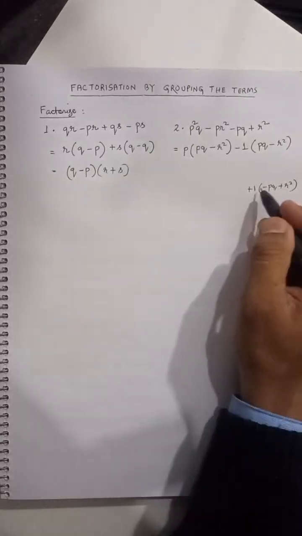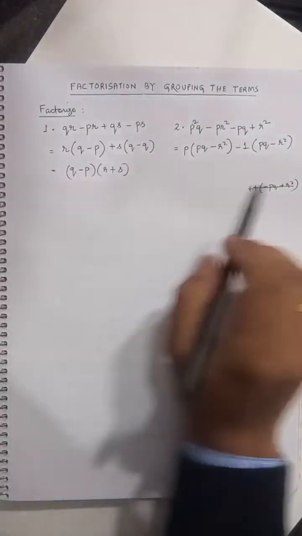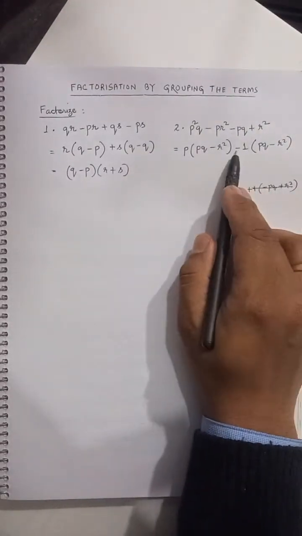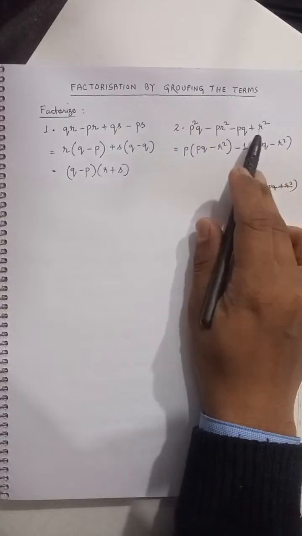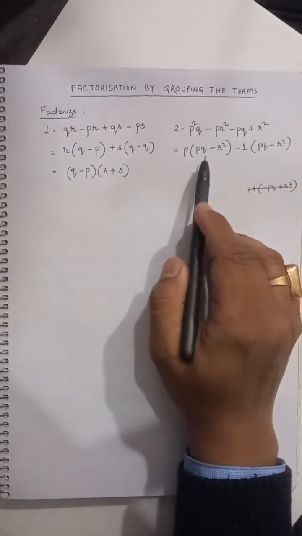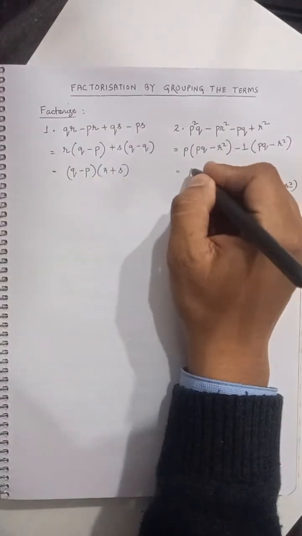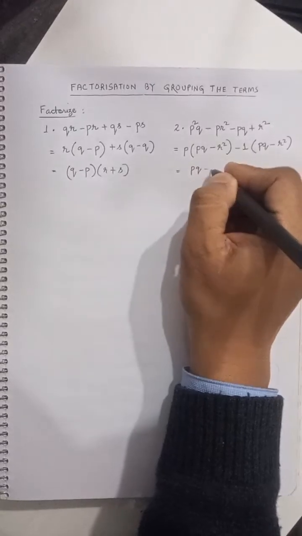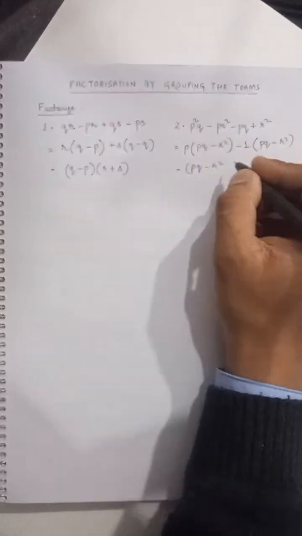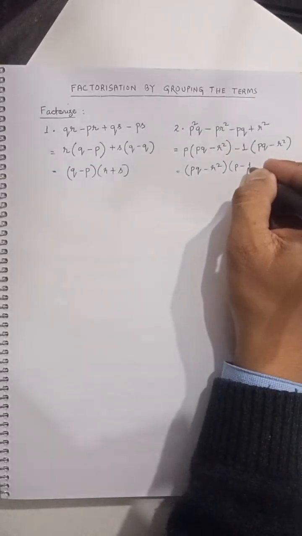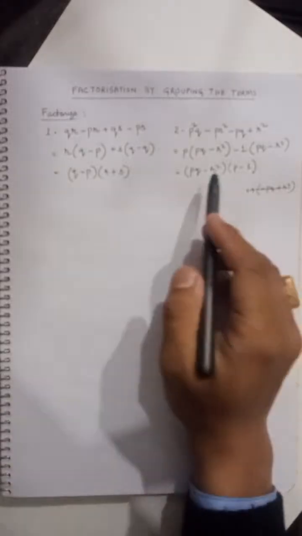If you have any confusion, just reverse the step. Minus 1 and PQ will give us minus PQ. Minus 1 into minus R square will give us positive R square. Now we'll have PQ minus R square as common factor. So PQ minus R square, and we are left with P minus 1. So this is our solution.